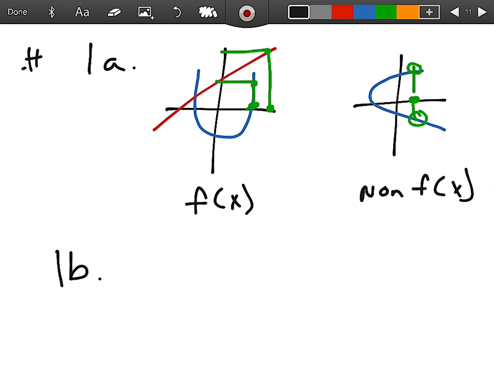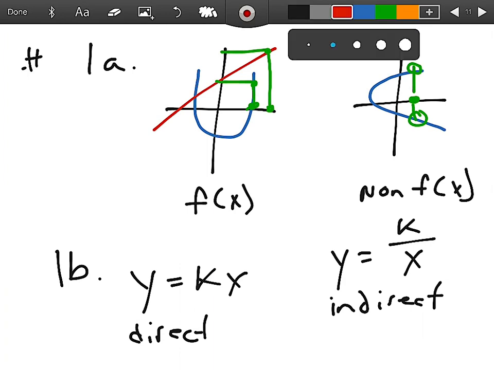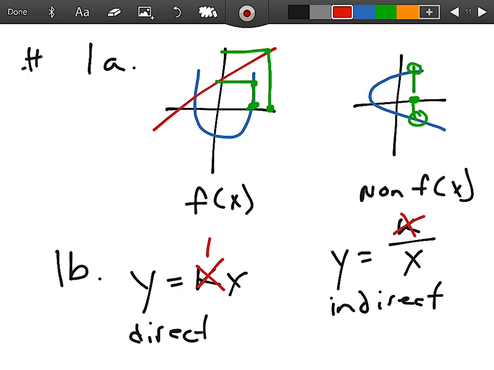So part B, what happens as x increases in a direct variation function and then an inverse variation function? So y is equal to kx. This is direct, and y is equal to k over x, and this is inverse. Here you can see, k is a constant. You can almost just forget he's there, or just treat him as a 1 for all practical purposes. He's just a number.